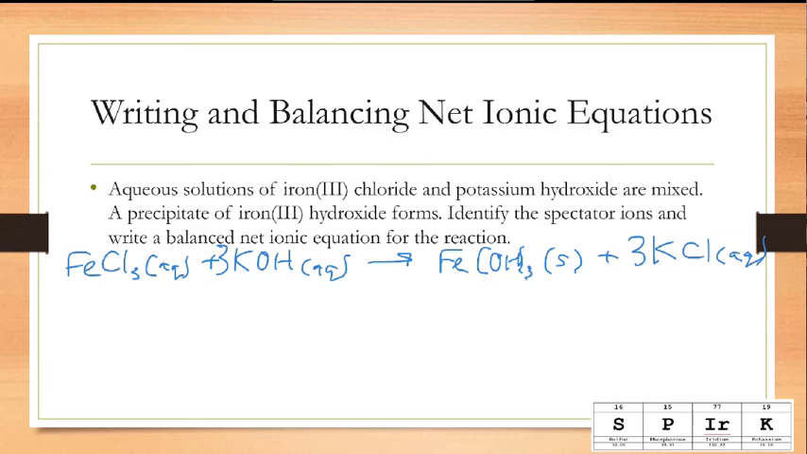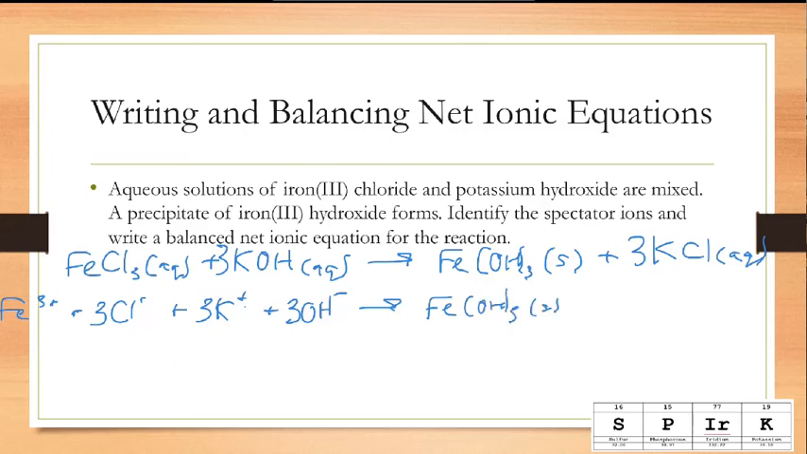So we're going to break up all our aqueous compounds into their ions. So we have Fe3 plus 3 Cl minus because of the subscript, plus 3K plus 3 OH minus, yields, remember that our solid stays together, plus 3 potassium ions plus 3 chloride ions.